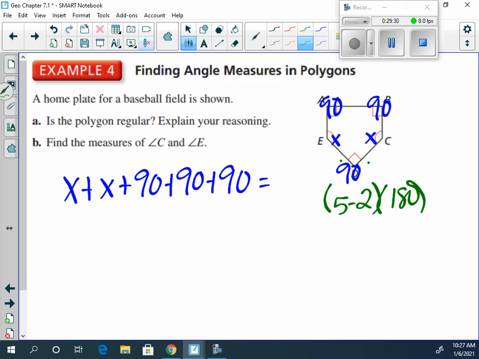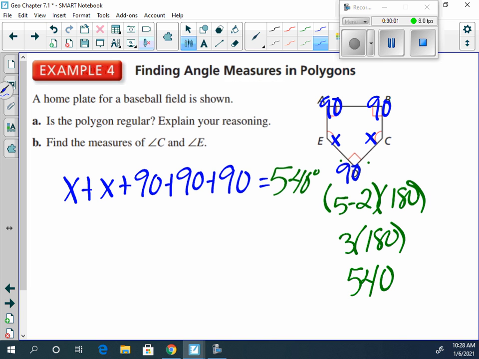Because (n minus 2) times 180 will always give us the sum of the interior angles of any polygon. If we do this here, it'd be 3 times 180, which is 540 degrees. So the sum of the interior angles for the baseball diamond is 540 degrees. This is a 5-sided figure, so all the angles inside the polygon will add up to be 540.